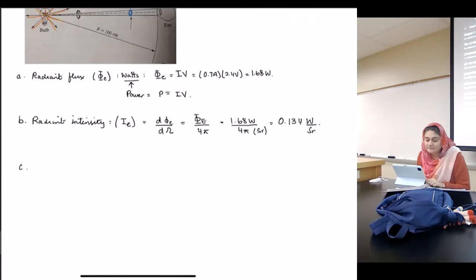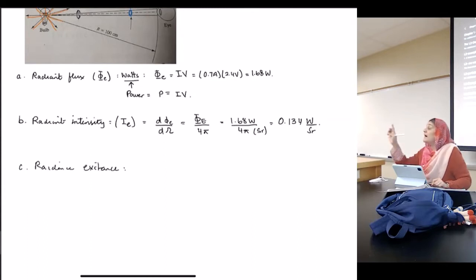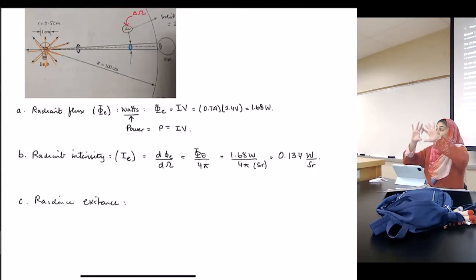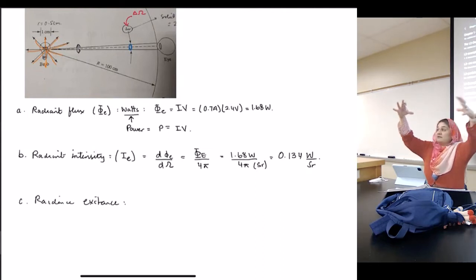Part C. What is it asking us? Radiant excitance. What is radiant excitance, guys? The amount emitted from the source. Very good. What is the source in this case? And what did we say about the light bulb? That it emits isotropically? So it will emit from all directions. And if it's emitting from all directions, it's going to be a sphere moving outwards.